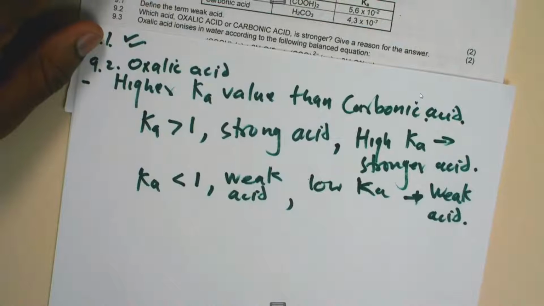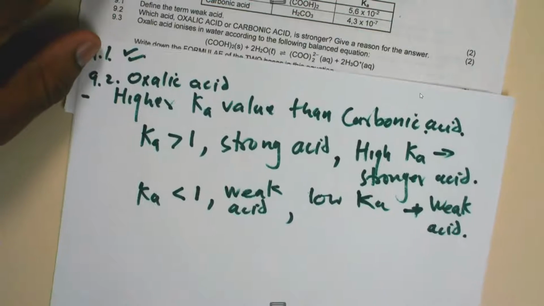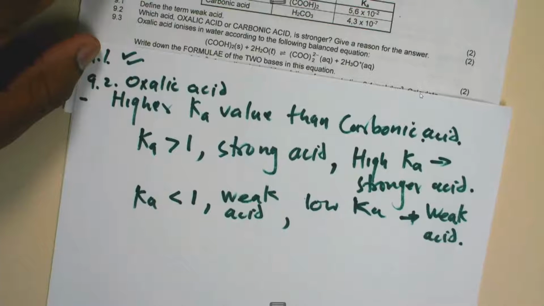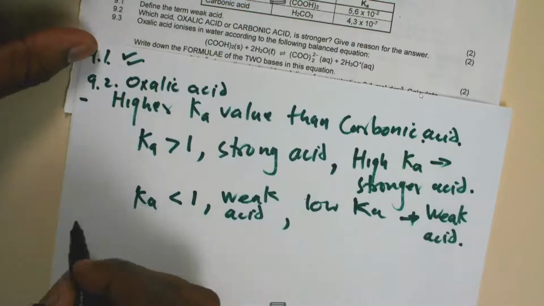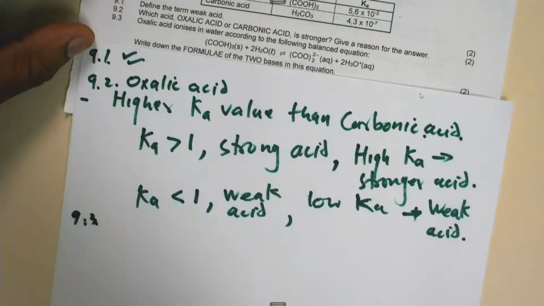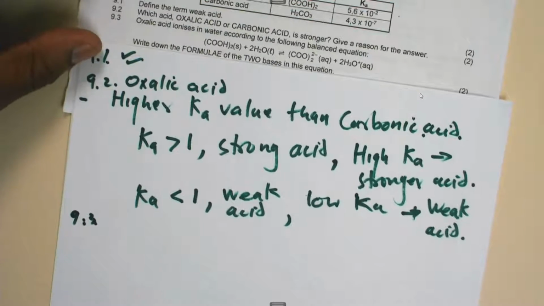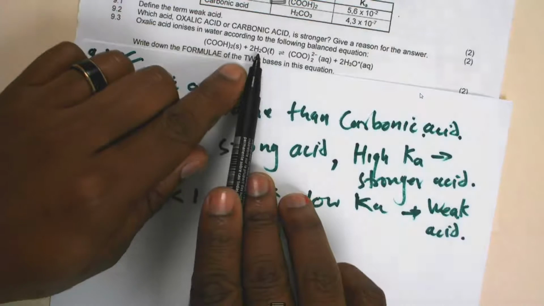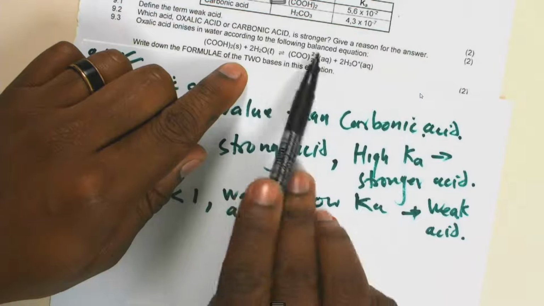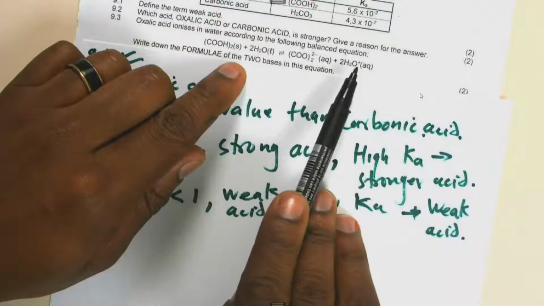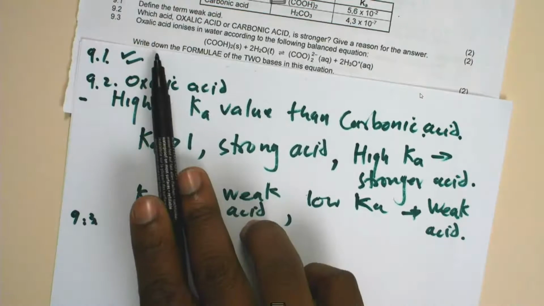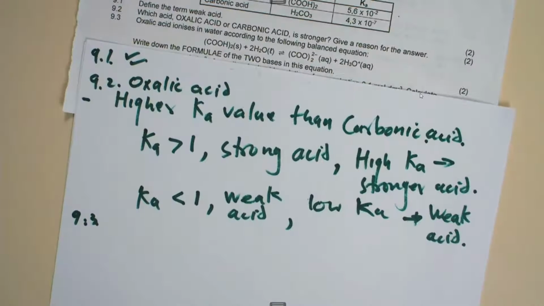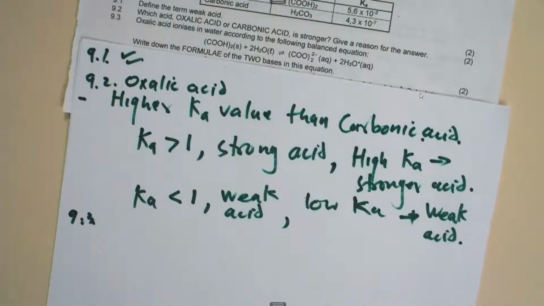Oxalic acid ionizes in water according to the following equation. Write down the formulae of the 2 bases in the equation. So that is 9.3. We have the oxalic acid reacting with water and then giving us this ion here and then giving us the hydronium ion. So they are saying write down the formulae of the 2 bases that are found in this particular equation.